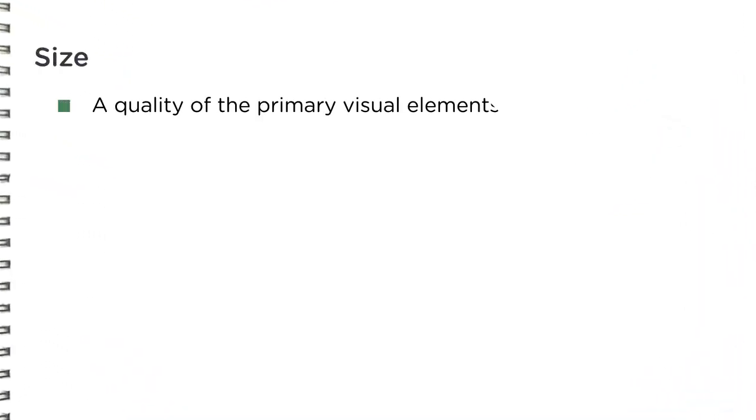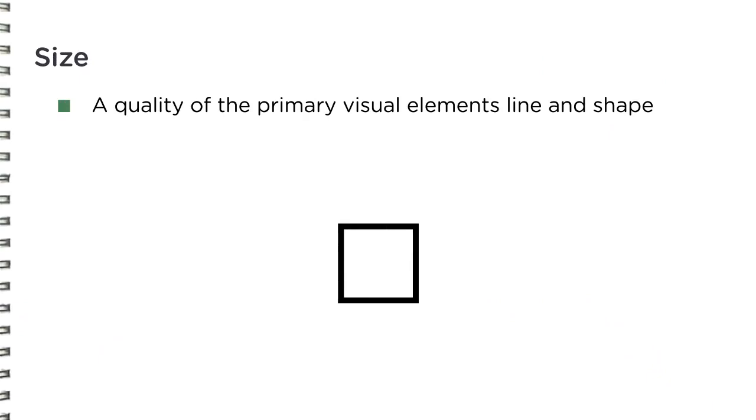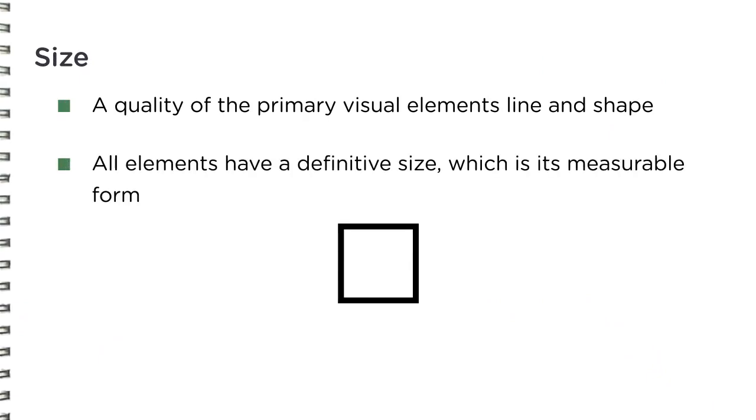Size is the quality of primary visual elements, which we just went over, line and shape. All elements have a definitive size, which is its measurable form. Scale is the difference between two objects, or in comparison to a standard. Scale allows us to indicate if something is too small or too large.